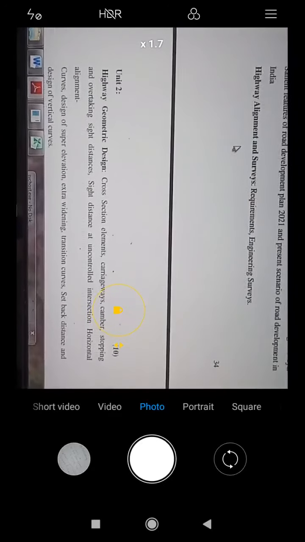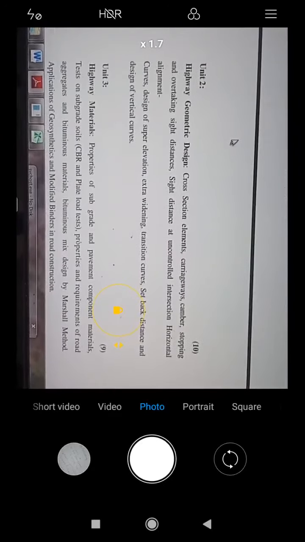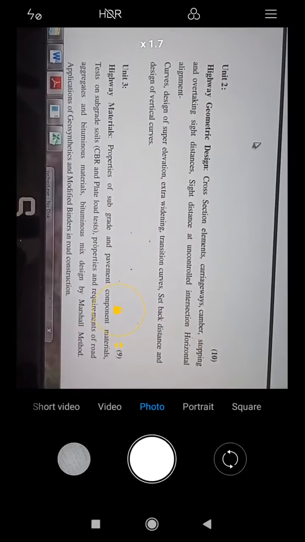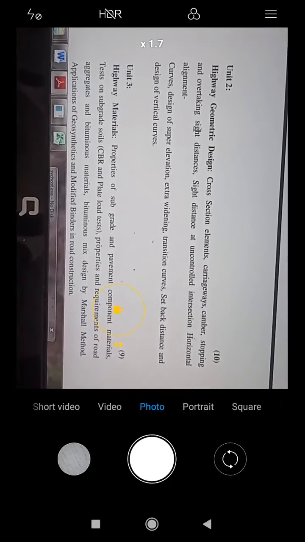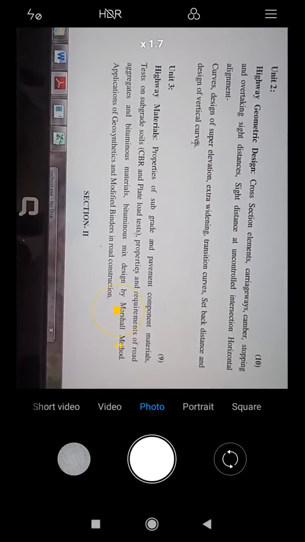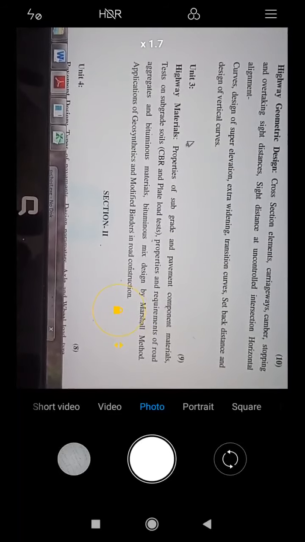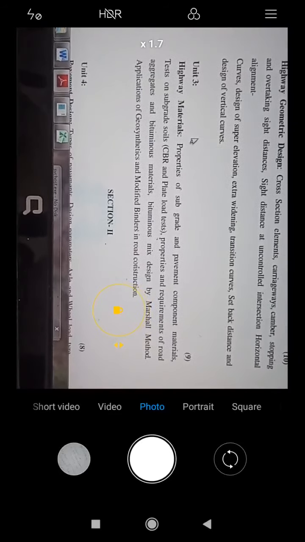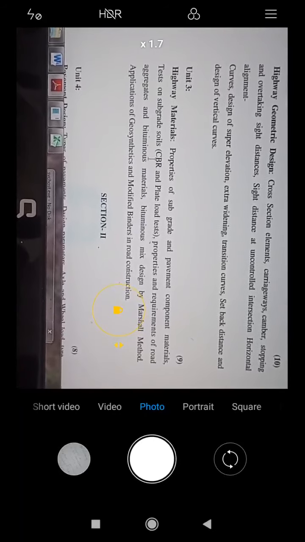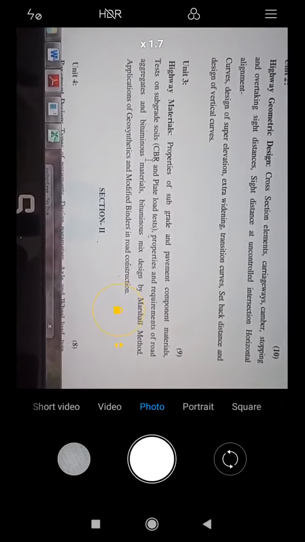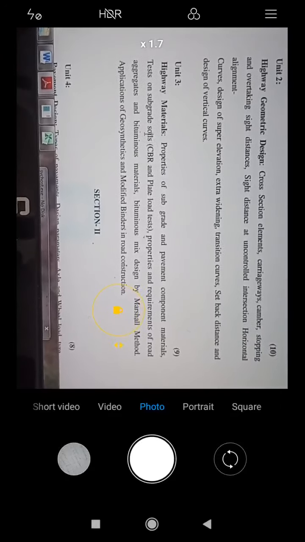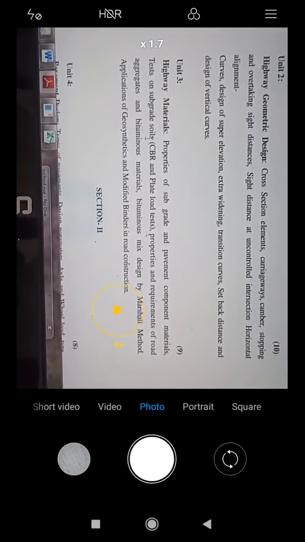Then the second unit is for highway geometric design. After the starting of the unit we will discuss all the points. Unit number 3 contains highway materials, basically the different types of materials we use in highways, their properties, their specifications, and the different types of tests that we conduct in our laboratories.